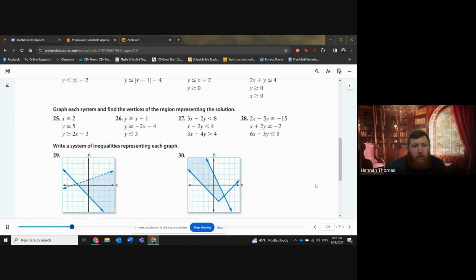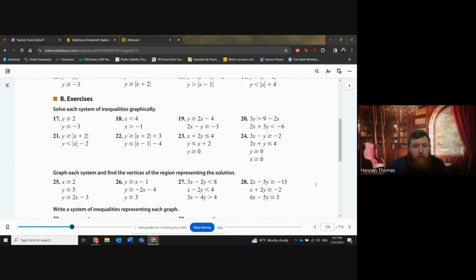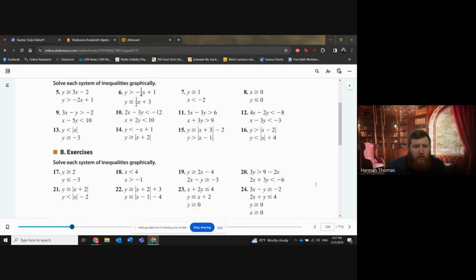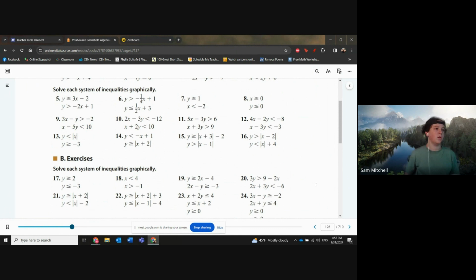Okay, and then when you have to do the graphing on your graph paper, make sure you convert it into a form you know how to do. For instance, like all of these ones, 5 through 16, not all of them are in slope-intercept form. Like 9, 10, 11, and 12 are in standard form. So you have to convert those.